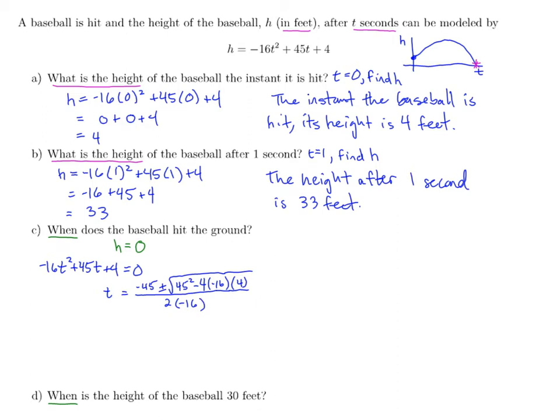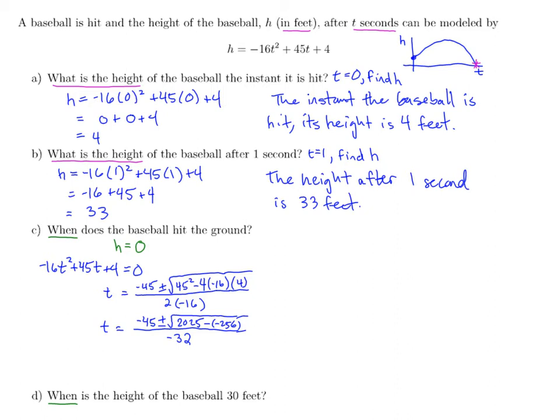Doing some of these calculations with a calculator, I'll get that t equals, and then in that numerator I'm going to have negative 45 plus or minus, and I'll do this step by step. So I've calculated 45 squared in my calculator and found it's 2025. And then 4 times negative 16 times 4 is negative 256. So I have 2025 minus a negative 256 inside that radical. And then that whole expression is over negative 32, taking 2 times negative 16.